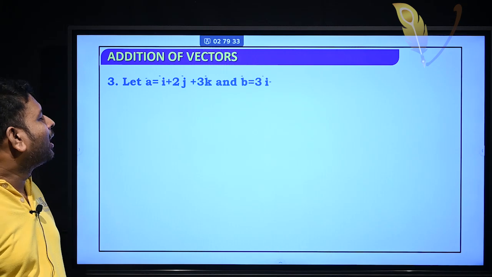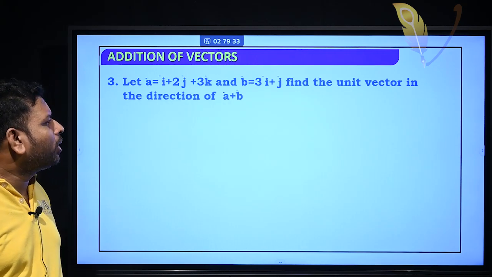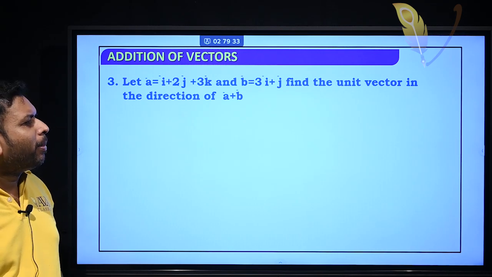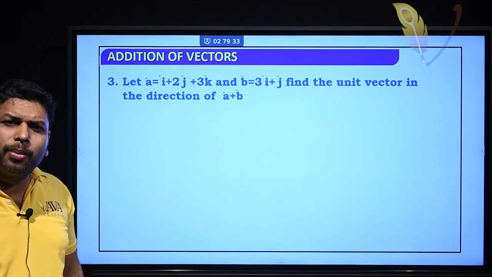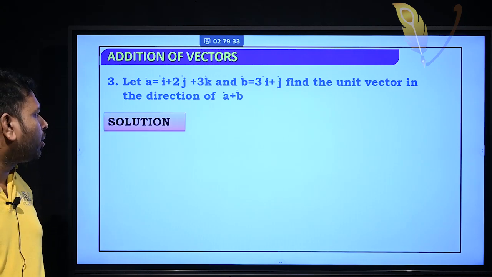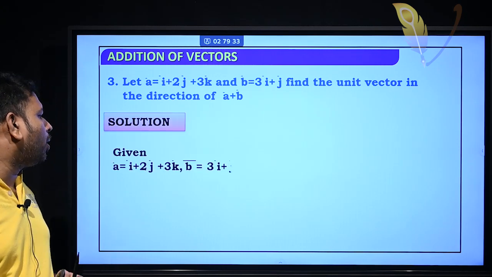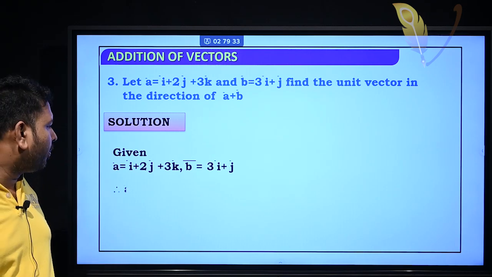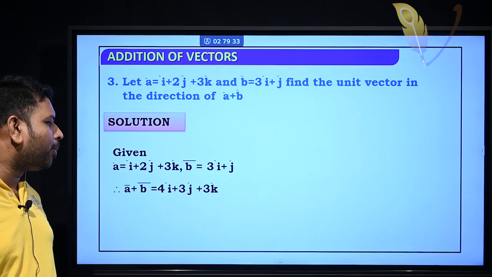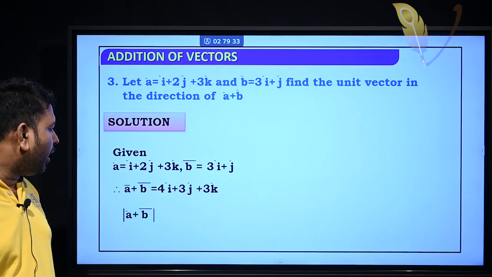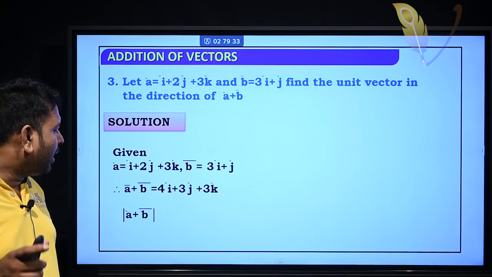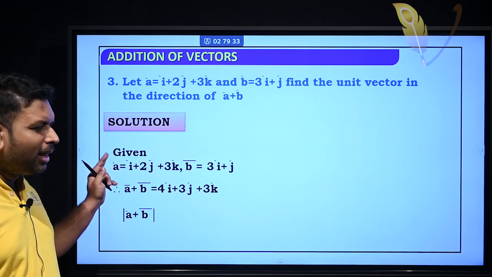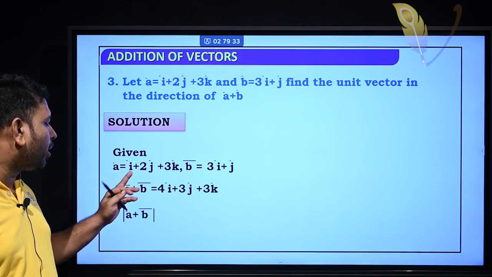Now question number 3. Let A equal to I cap plus 2J cap plus 3K cap, B equal to 3I cap plus J cap. Find the unit vector in the direction of A plus B. So solution, given A equal to I cap plus 2J cap plus 3K cap, B equal to 3I cap plus J cap. Now A plus B equal to 4I cap plus 3J cap plus 3K cap. This is not A cap, this is A vector, B vector. So A vector plus B vector is this.